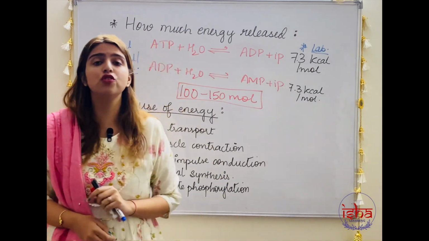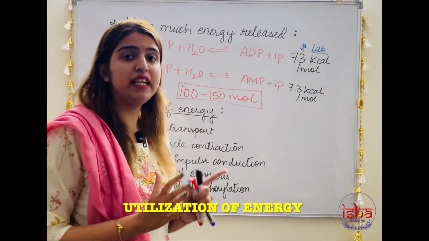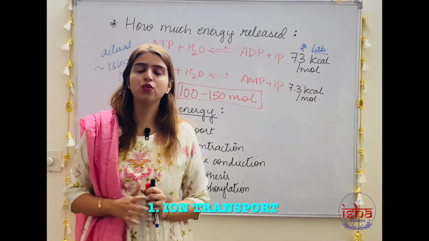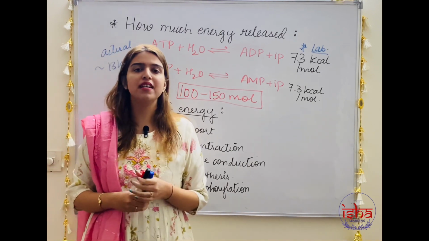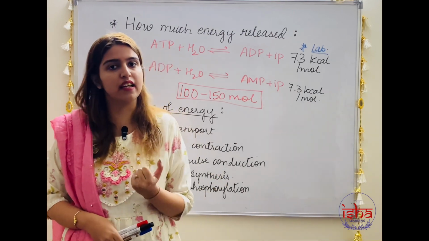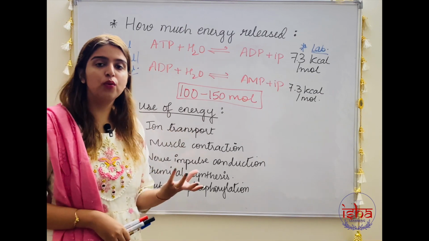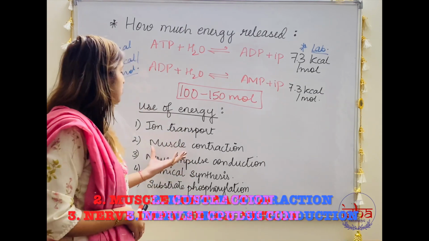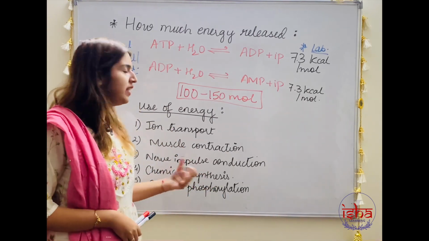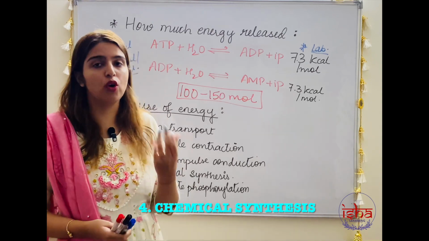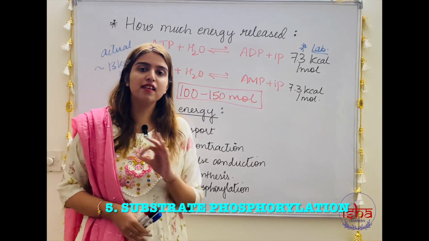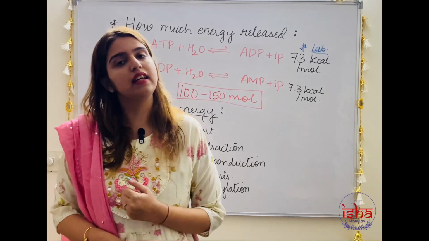Now, where is this energy utilized? It is utilized mainly by the body in ion transport. We know that the transport of molecules could be active and passive. Passive is with the concentration gradient, active is against the concentration gradient. For active transport, we know that we require ATP. Also for muscle contraction, as I've already said, nerve impulse conduction, also chemical synthesis. When you want to synthesize some molecule, you have to give energy. And substrate phosphorylation. This is something we are going to discuss in our next video on glycolysis.